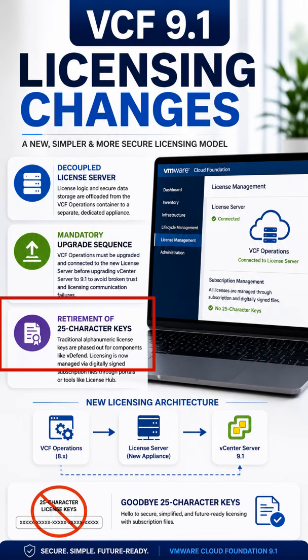So from a production engineer's perspective, remember these three things.